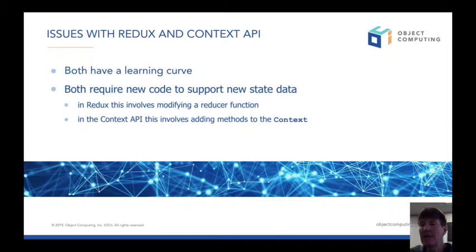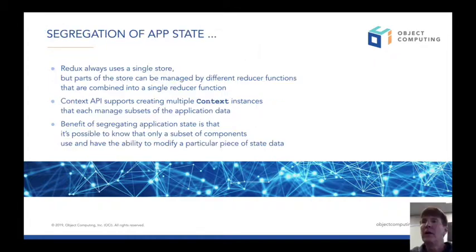Both Redux and the Context API have a bit of a learning curve. With both, new code must be written to support new state data. In the case of Redux, this involves modifying a reducer function. In the case of the Context API, this involves adding methods to the context. Redux always uses a single store, but parts of the store can be managed by different reducer functions that are combined into a single reducer function. The Context API supports creating multiple context instances that each manage subsets of the application data. A benefit of segregating application state in this way is that it becomes possible to know that only a subset of the components use and have the ability to modify a particular piece of state data.